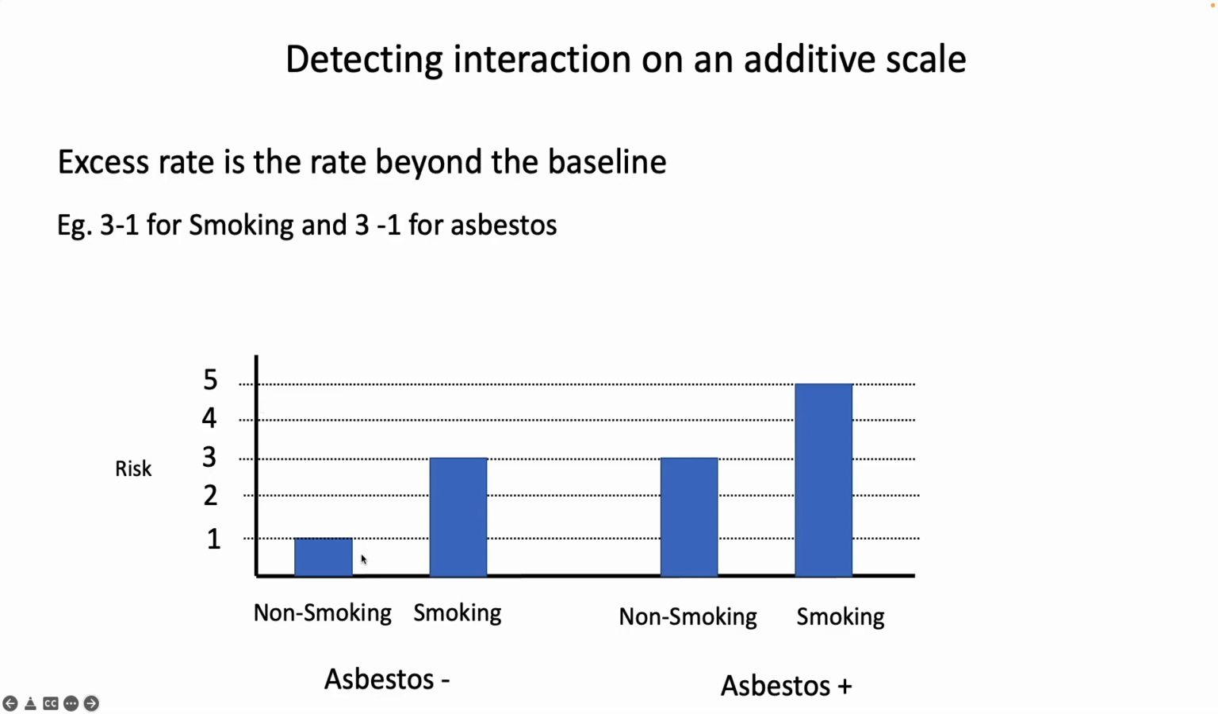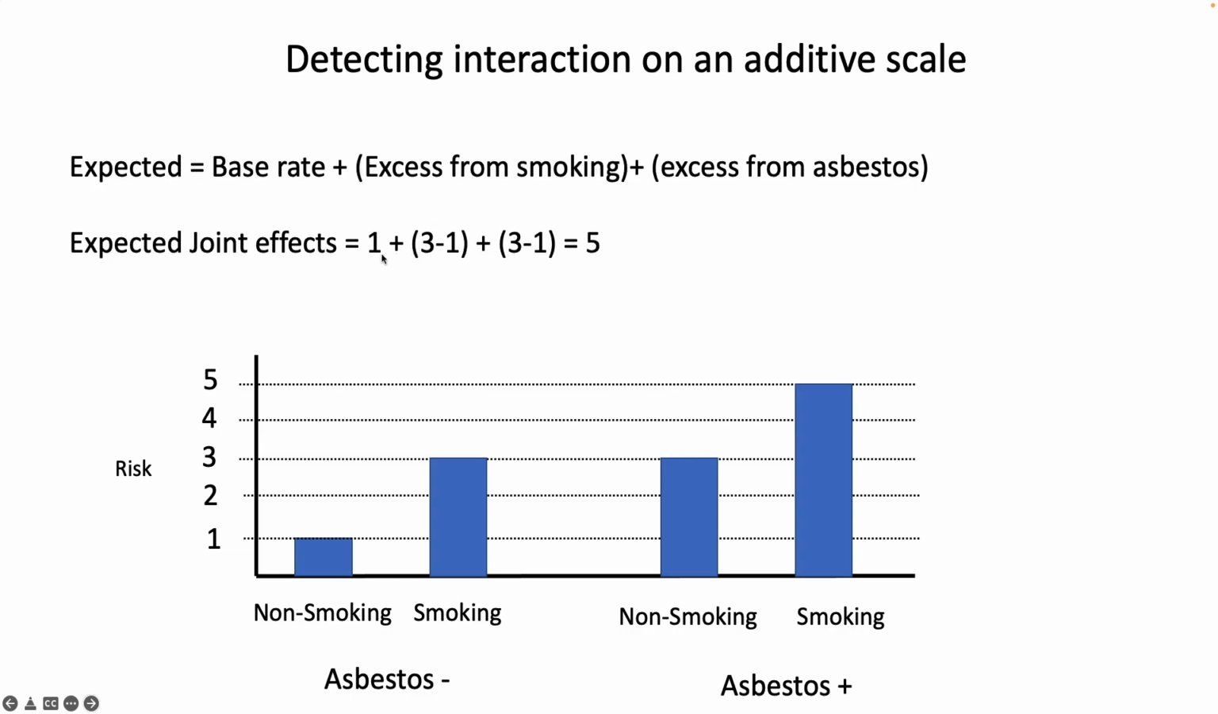But what you typically do is use the excess rate. By excess rate, I mean what's above the baseline rate, which is someone who is both asbestos negative and smoking negative. In the general population, we have this increased risk from smoking, which is 2 units here. And this is the joint effects group. We have asbestos positive non-smokers, so this is the isolated effect of asbestos. That's also 2 units above. So that's how we came up with these excess effects.